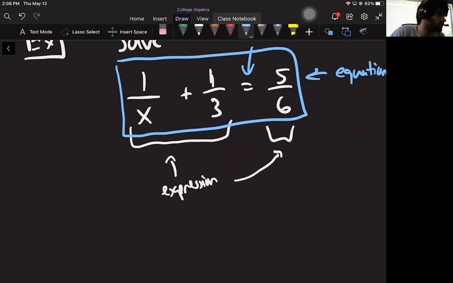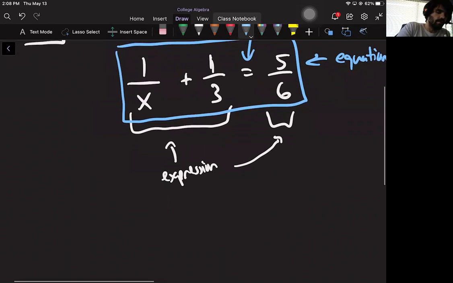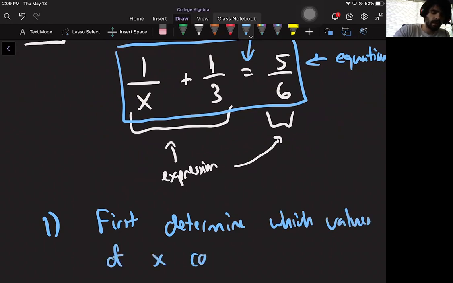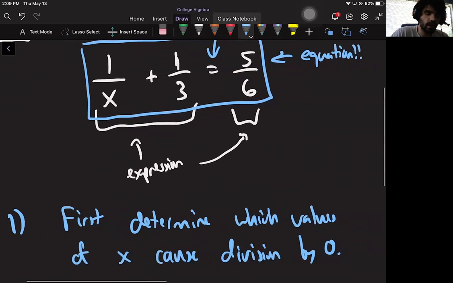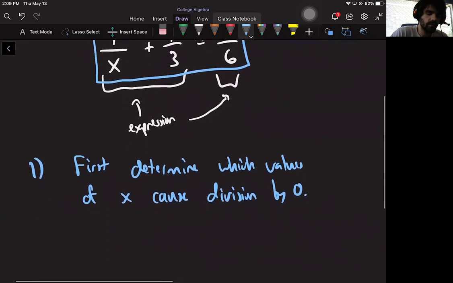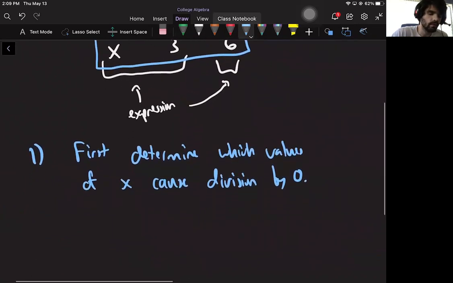Now on to how to actually solve it. The first thing we need to do, I'm going to break this down into steps, is first determine which values of x cause division by 0. So dividing by 0 is bad, so we want to avoid it at all costs. So in this equation here, what we need to do is find places where that happens. And that only happens here, 1 over x. This will have division by 0.